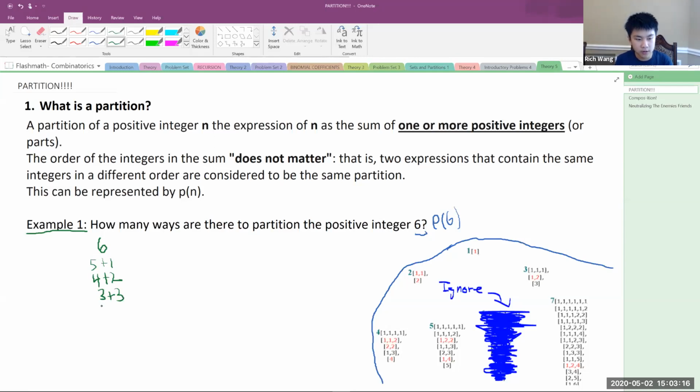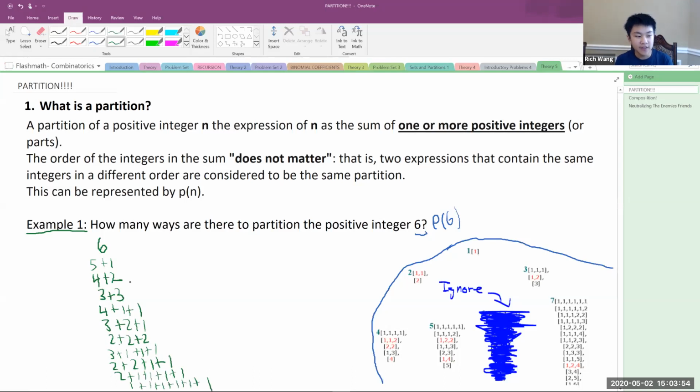Now let's keep going and see how many ways there are for 3 parts. We can represent it as 4 plus 1 plus 1, 3 plus 2 plus 1, or 2 plus 2 plus 2. So this is for 3 parts. And now we move on to 4 parts, which is 3 plus 1 plus 1 plus 1, 2 plus 2 plus 1 plus 1. And then after that, we keep going to get the last few: 2 plus 1 plus 1 plus 1 plus 1, and 1 plus 1 plus 1 plus 1 plus 1 plus 1. Plus a lot of other ones.